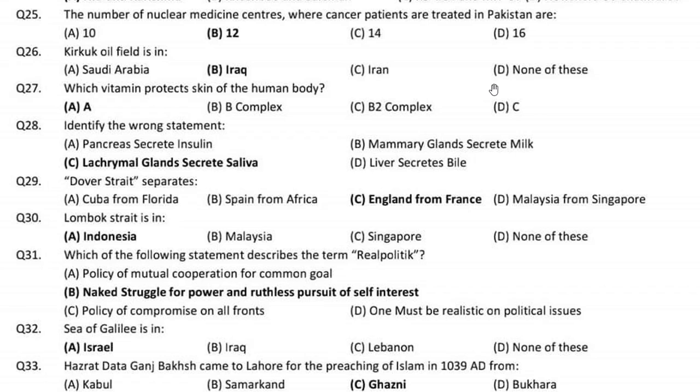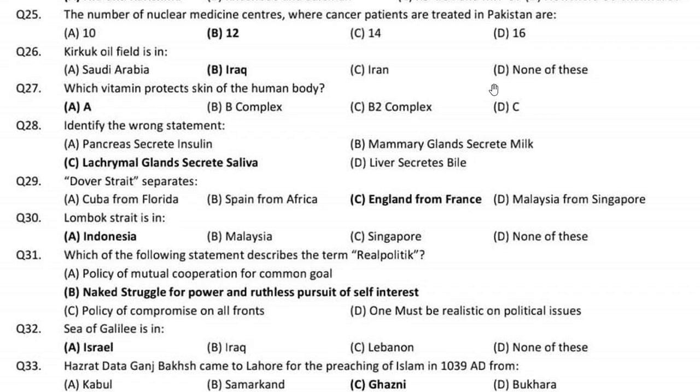Which vitamin protects the skin of human body? Option A, vitamin A. Identify the wrong statement. Option C, lacrimal glands secrete saliva. Dover Strait separates option C, England from France. Lombok Strait is in option A, Indonesia.